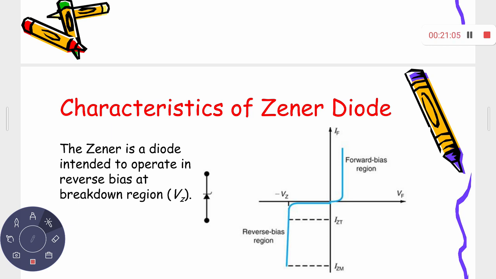Now, what happens in reverse bias? Vf greater than 0 means everything is fine, everything is positive. Now, suppose I am applying something negative, so Vf is now less than 0. Vf is the forward voltage. Forward voltage greater than 0, or greater than V gamma, means the diode is forward biased. So your zener diode actually acts like a normal diode in the forward bias region. Now, what happens in reverse bias? You apply some negative voltage.